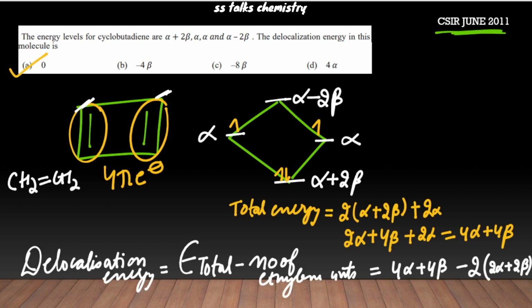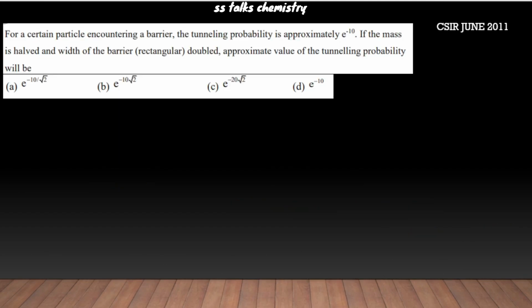Got it? Next, this question. Again the same paper, so you are seeing that from June 2011 a number of questions are there, right? So make sure you do this unit very well. The question says, for a certain particle encountering a barrier, the tunneling probability is approximately e raised to the power of minus 10. If the mass is halved and the width is doubled, the approximate value of the tunneling probability is.